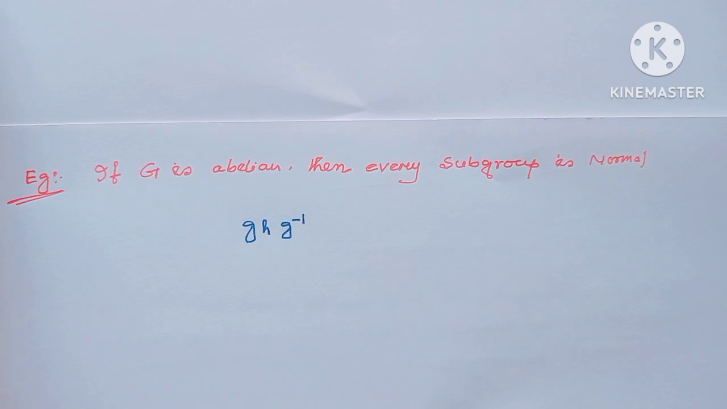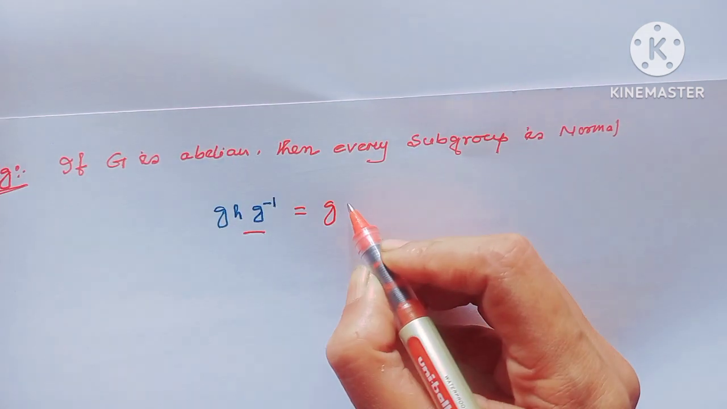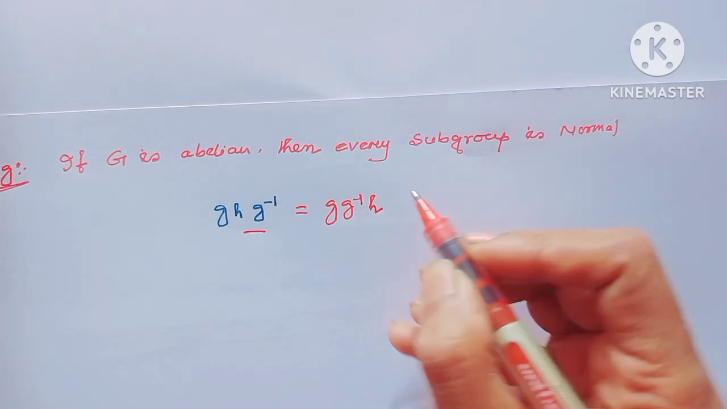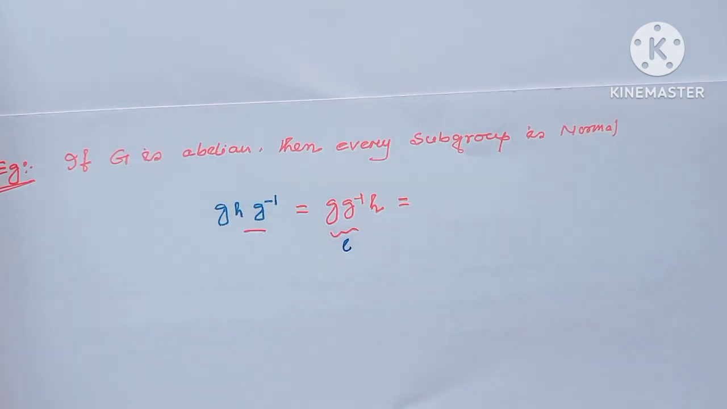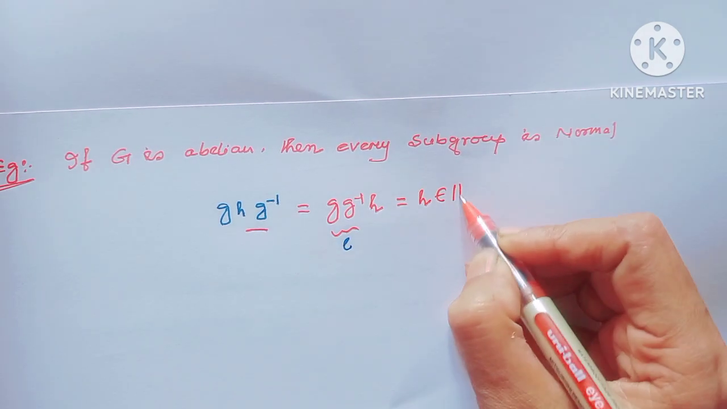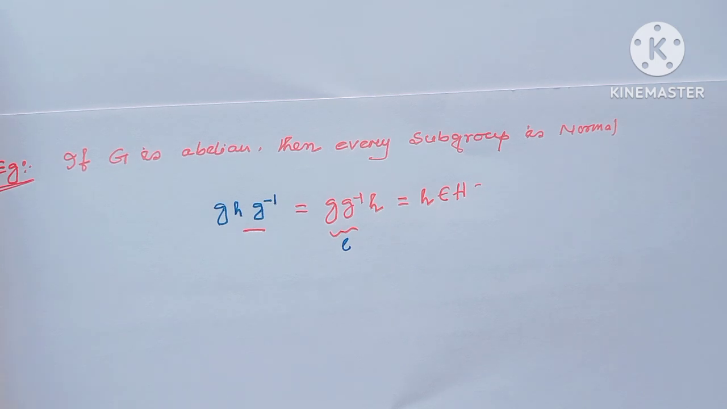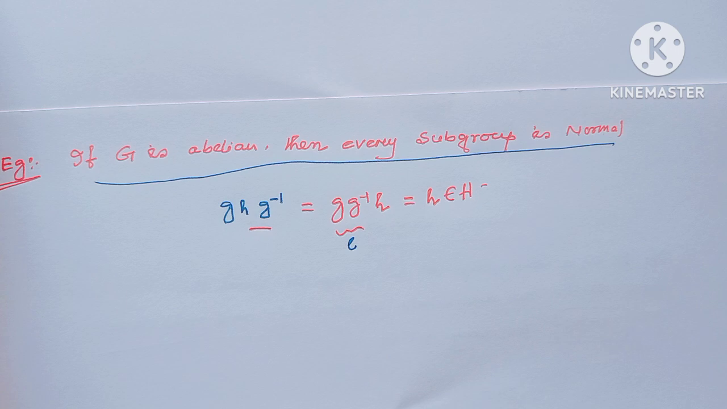When G is an abelian group, then every subgroup is normal. This is because g s g inverse, since the group is abelian, is equal to g inverse g s, and g inverse g is actually the identity. So this is equal to s, small s, which belongs to capital S. That means when the group is abelian, then every subgroup is normal. I hope all my viewers have understood this clearly.